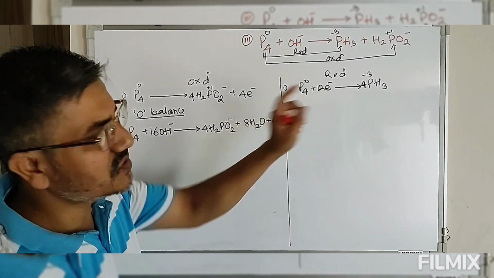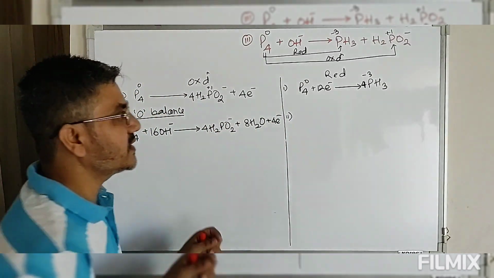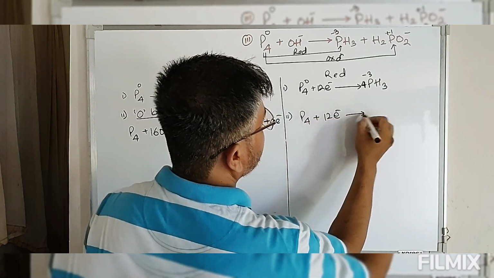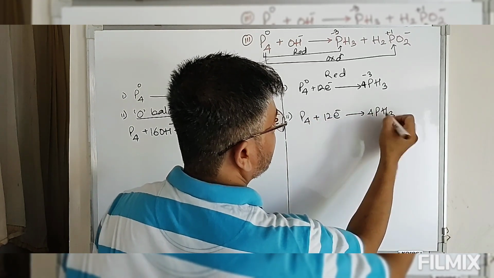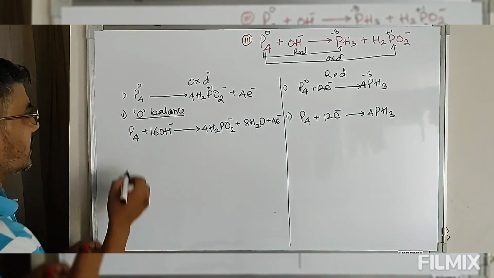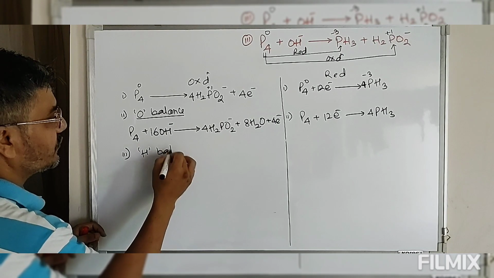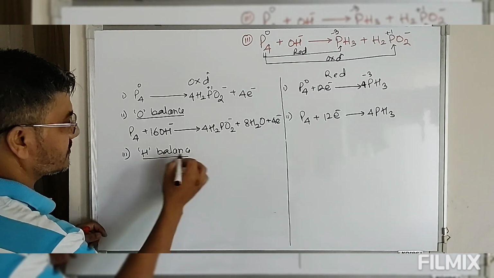Now in this reaction there is no oxygen, so there is no need to balance oxygen, so simply write it as it is: P4 plus 12 electrons gives you 4 PH3. After this O balance, we have hydrogen balance. We have to balance the hydrogen.